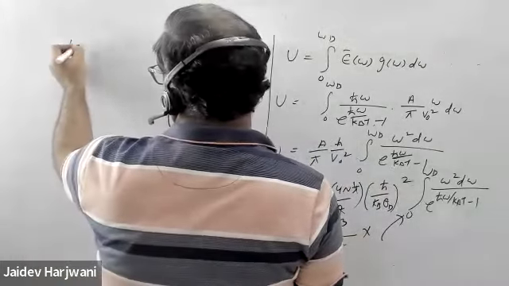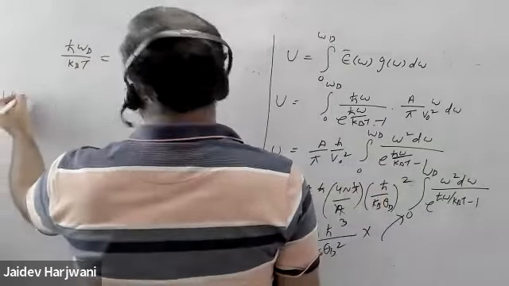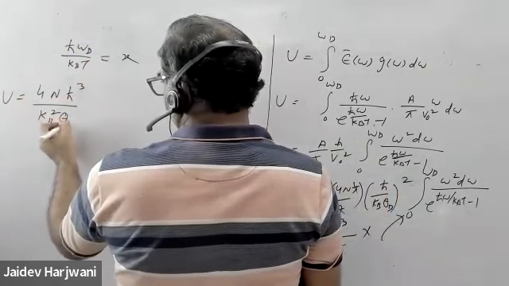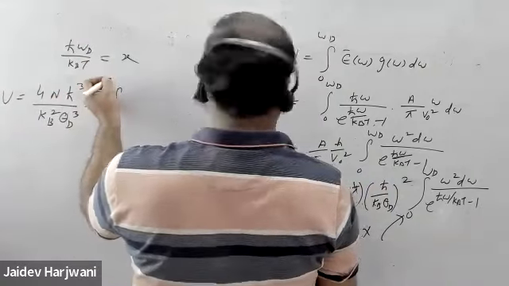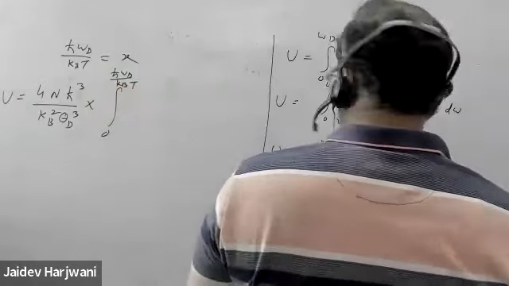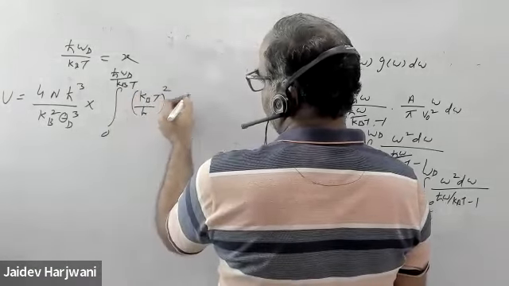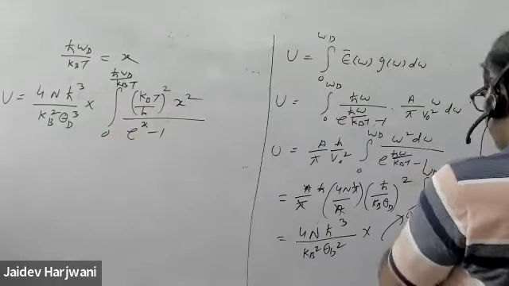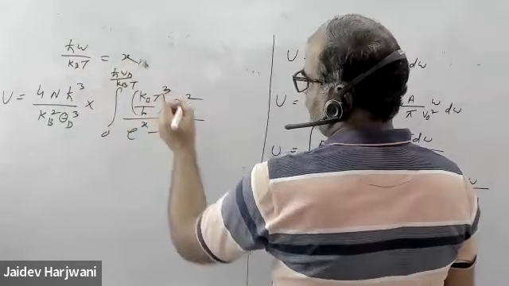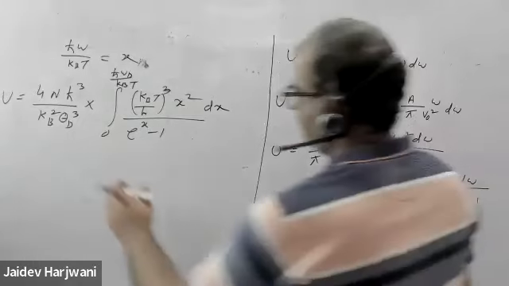Now again you put h cut omega d upon kbt equals x. So this total energy will become 4n, h cut cube, kb square theta d cube into the integration from 0 to xd. If I put x, this becomes xd, where xd equals h cut omega d upon kbt. Omega square will be kbt upon h cut, whole square, x square, upon e to the x minus 1, and d omega becomes dx. Will theta d square not come? Theta d square is there.